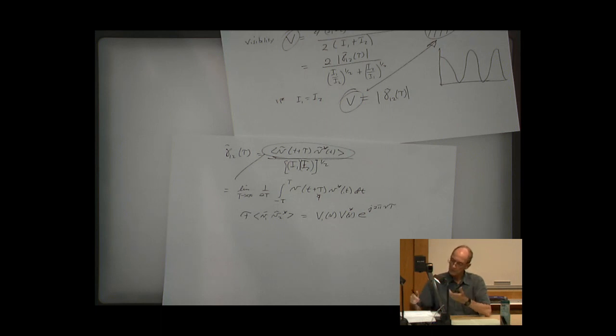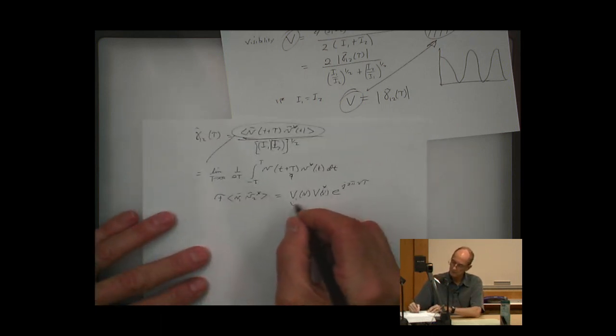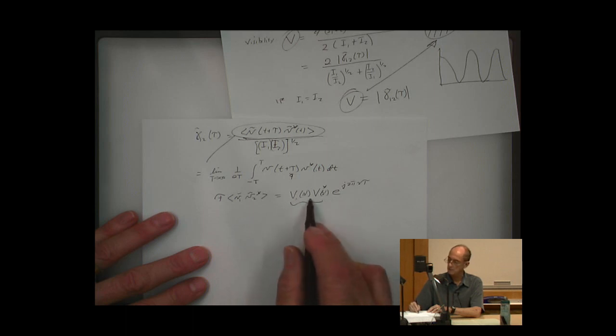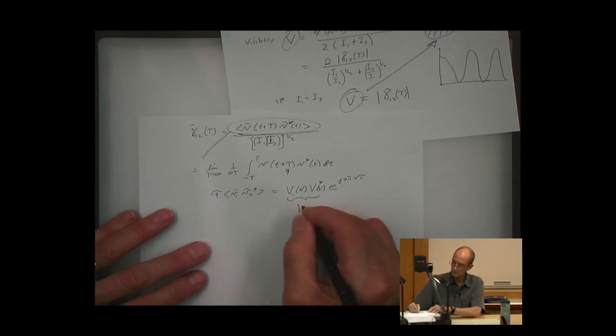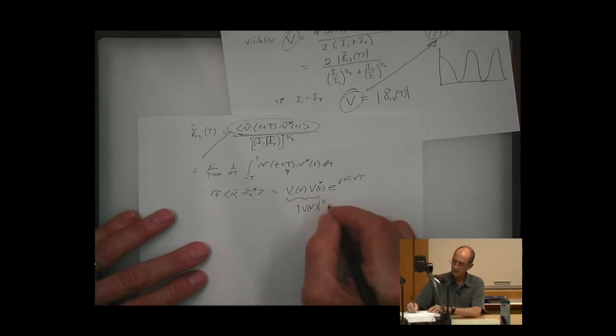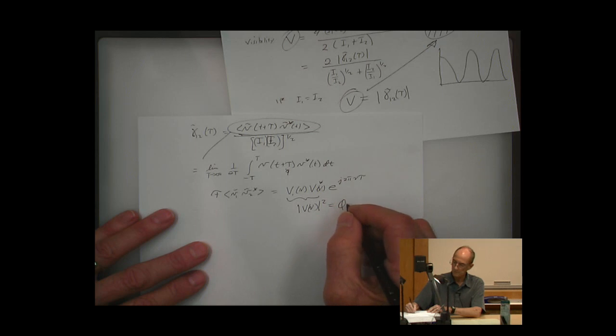Okay, so let's define this. What is this? We talked about this before. This is just equal to V of nu squared, and this is the power spectral density.